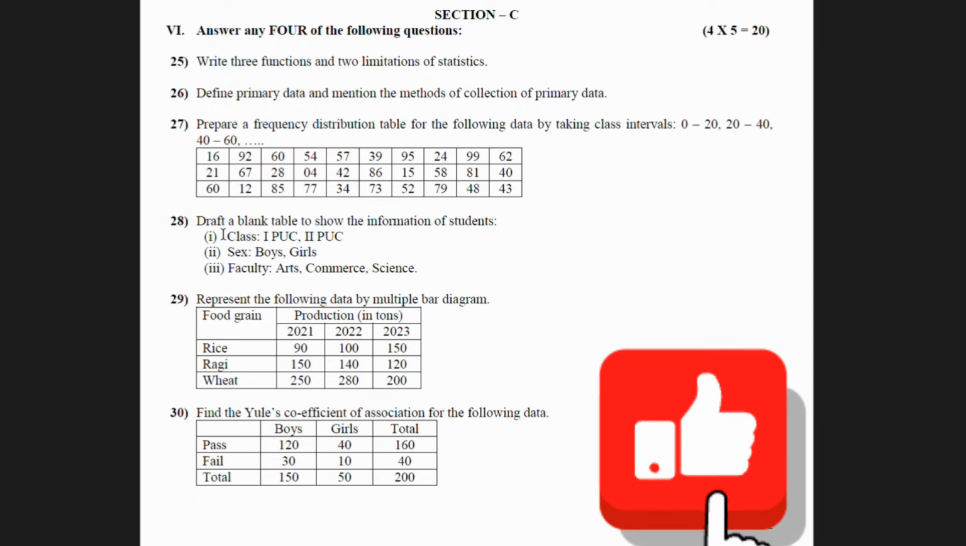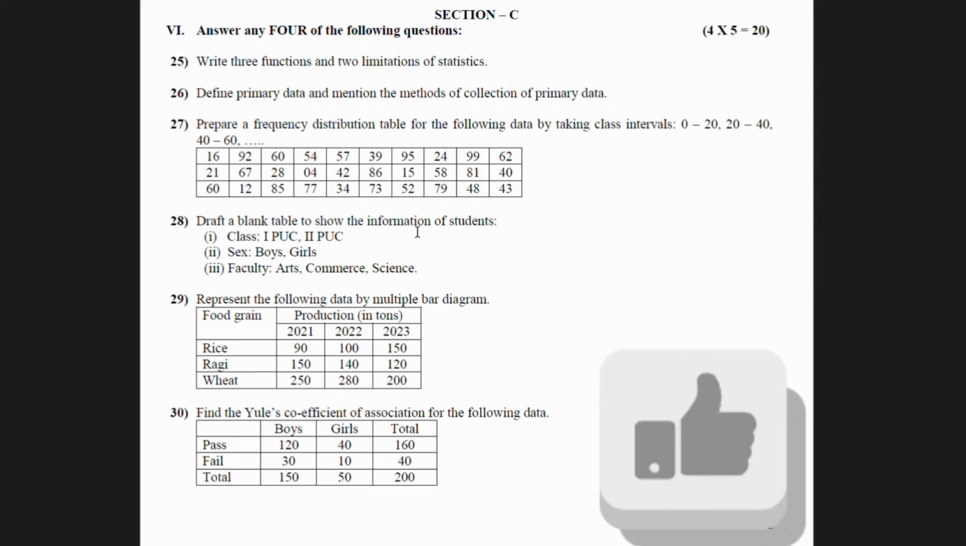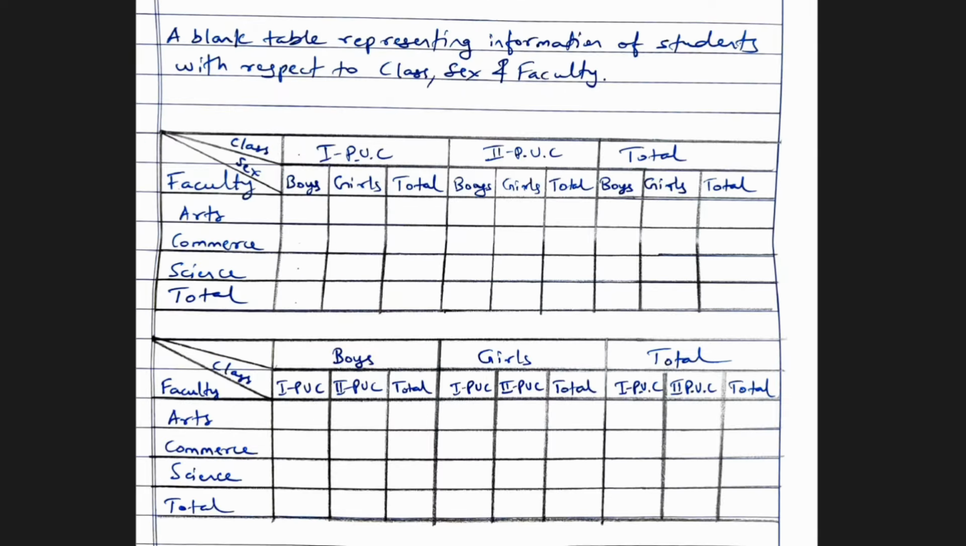Next, the 28th question. Draft a blank table to show the information of the students with respect to class, first PUC, second PUC, sex, boys and girls, faculty, arts, commerce and science. Now you have been told to draft a blank table. Since you are drawing a table, you have to first write the title. So always write the title first.